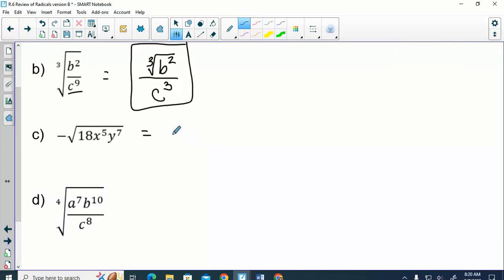C. 18. How would I break that up? So it's a square root, so I'm just looking for a perfect square. Square root of 9 is 3. So 3 comes out, and I still have a 2 under my square root.